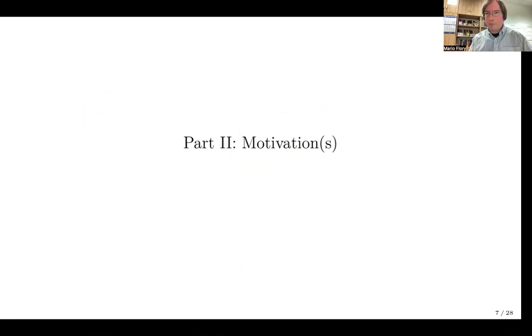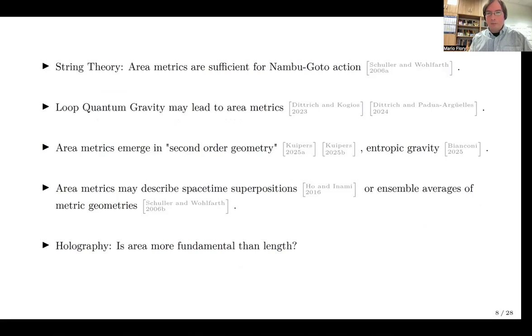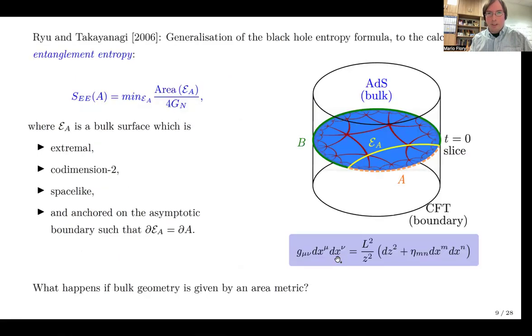But what is our motivation for looking at this? Interestingly, in physics, there seem to be a lot of different directions from which people arrive at this concept. People from string theory, loop quantum gravity, second order geometry, and entropic gravity. What's interesting to us specifically is that area metrics may describe space-time superpositions or ensemble averages of metric geometries. Also, our background here is one of AdS/CFT and holography. So oftentimes there one gets the sense that area is a more fundamental concept than length, for example, in all these entropy bounds. A perfect example of that is the Ryu-Takayanagi formula, which is kind of a generalization of the black hole entropy formula.